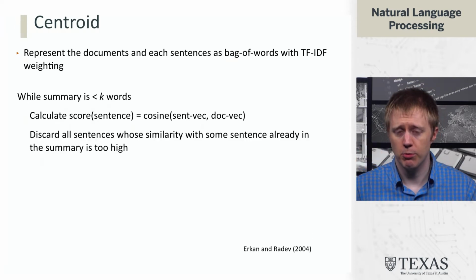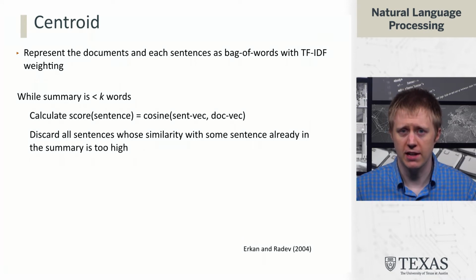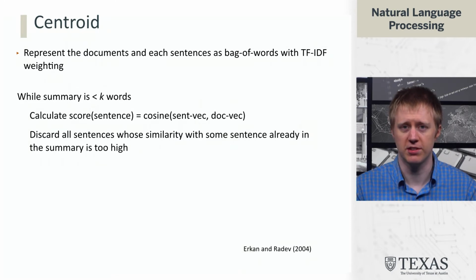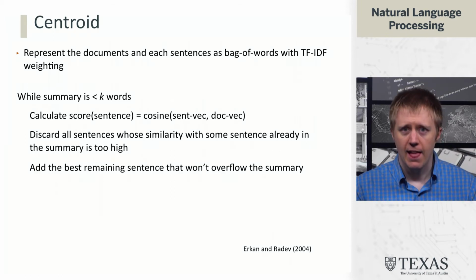And then in order to handle the idea of marginal relevance, we're going to throw out any sentence which is too similar to something already in the summary. As opposed to the previous slide, where we had two scores that traded off, here we have a discrete threshold. We just say, okay, if it's too similar to something, throw it out. And then we want to take the best sentence that is left after this filtering process that, again, won't overflow the summary, won't go past our length budget of k words.